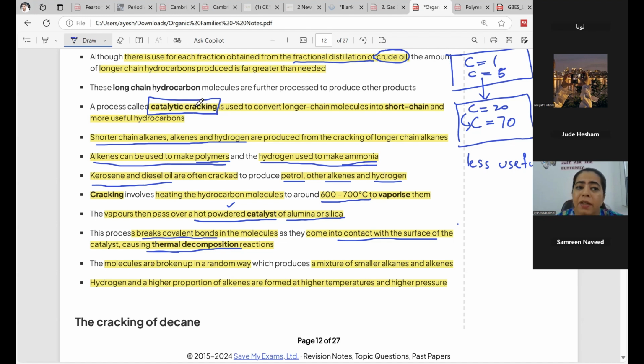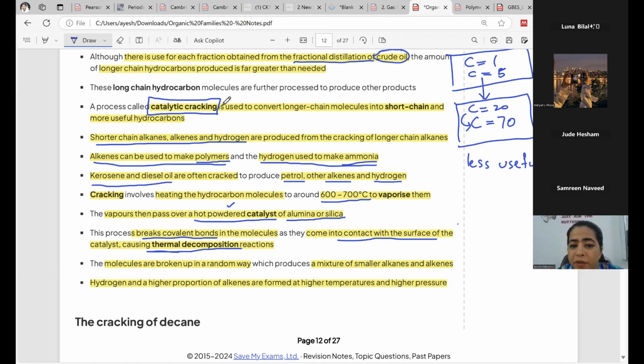Okay. So we said catalytic cracking method or thermal decomposition as well. Catalytic cracking is a type of thermal decomposition, right? So in the exam, they can give you this cracking reaction and they can ask you, is cracking an addition reaction, substitution reaction, or thermal decomposition reaction? So it's a thermal decomposition reaction. Okay, so like this, they can ask you the type of reaction as well.